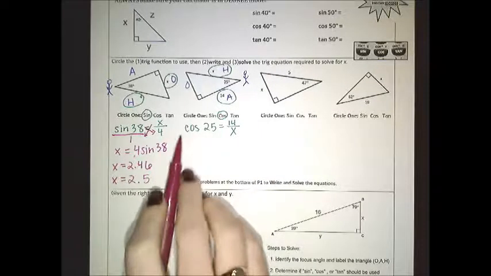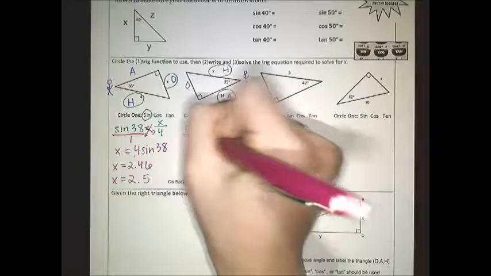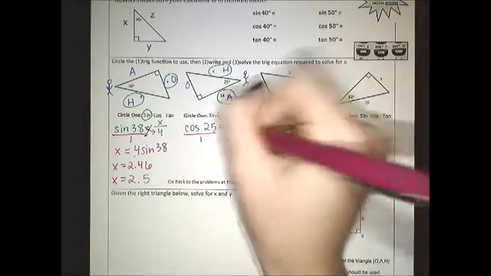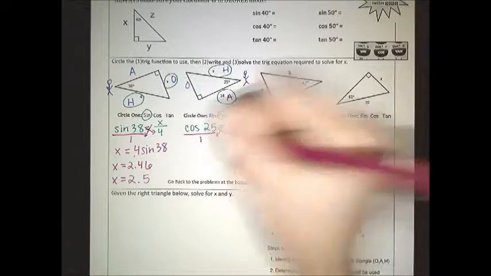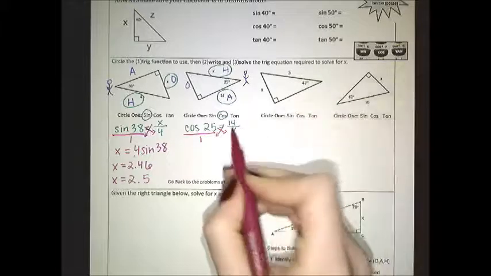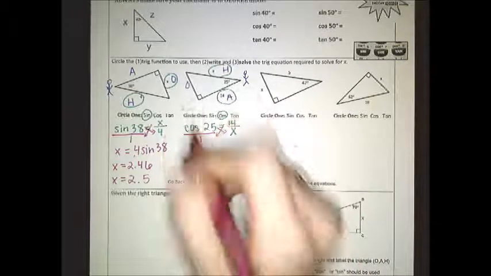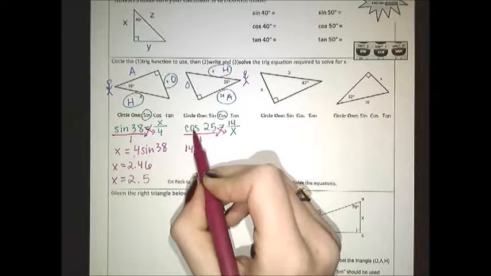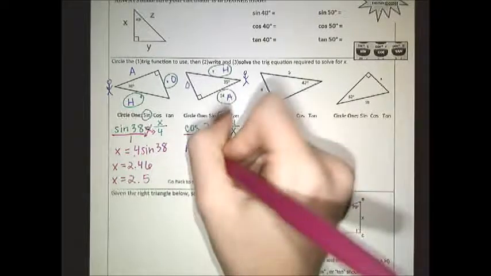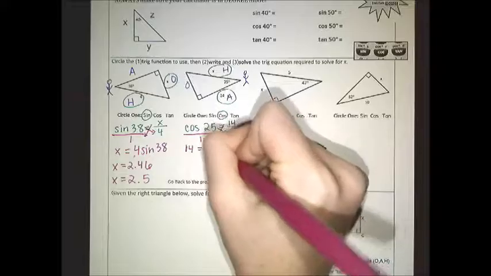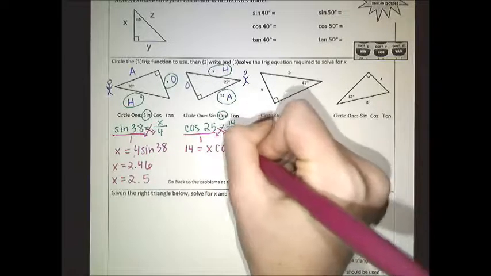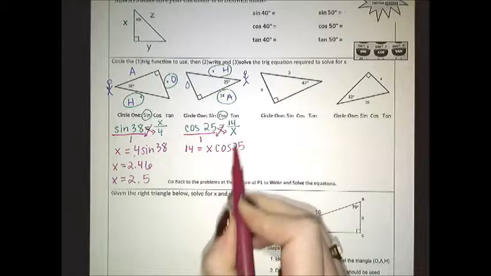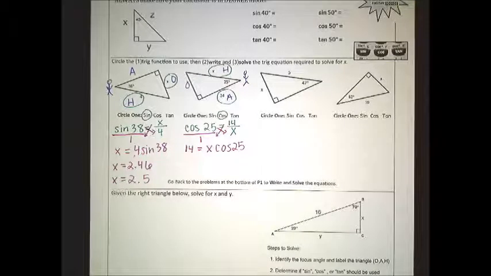Alright, next up we need to put cosine of 25 over 1 so that I can now cross multiply my proportion here. So this time I end up with 14 times 1 gives me 14 is equal to cosine of 25 times x. So just like how we wrote the number first, I'm going to write the x first so that I'm not getting it confused with the angle measure.